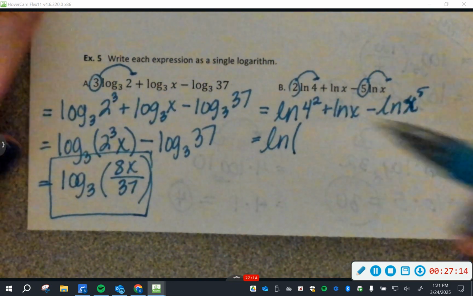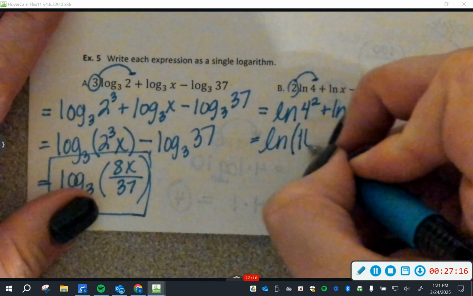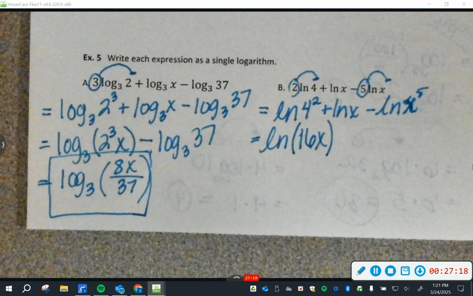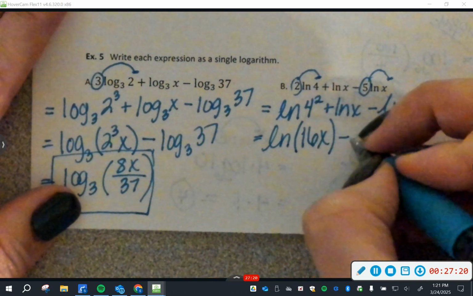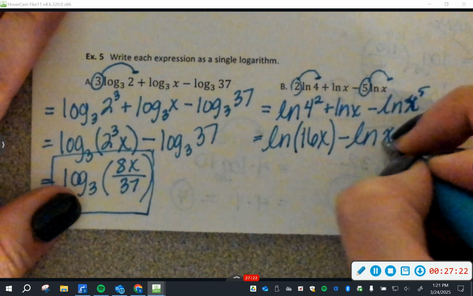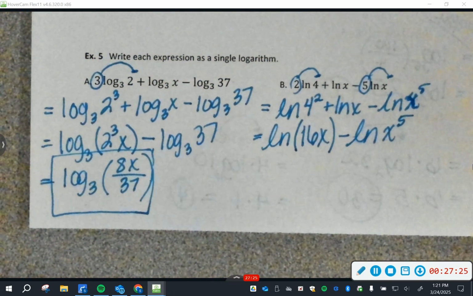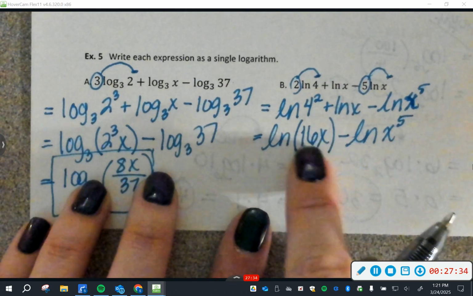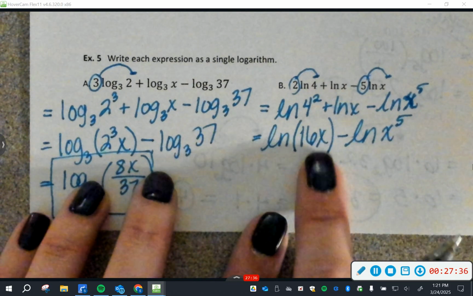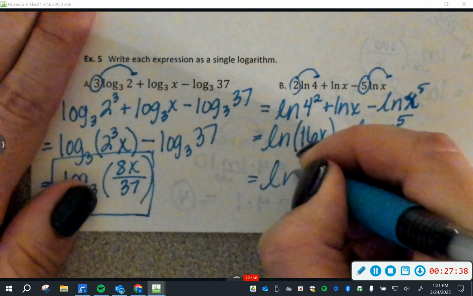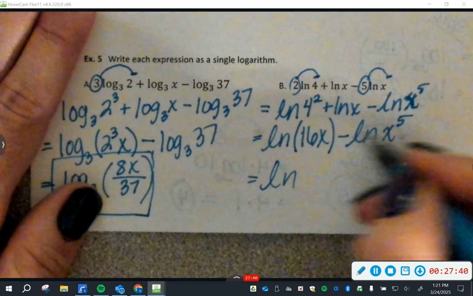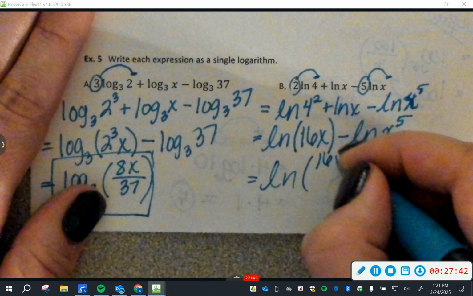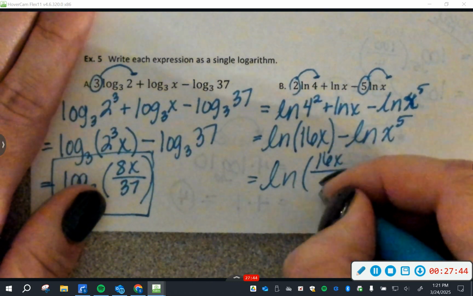Now, can I convert 4 squared to 16? Are we all okay with that? So that'll be ln of 16x minus ln of x to the 5th. Okay, I'm down to 2 logs. When I combine these, I'm going to divide the arguments. So 16x over x to the 5th.